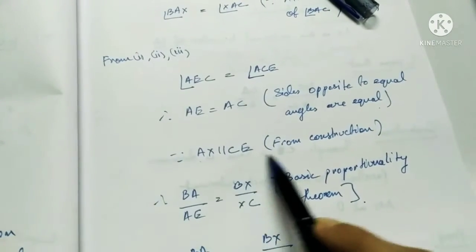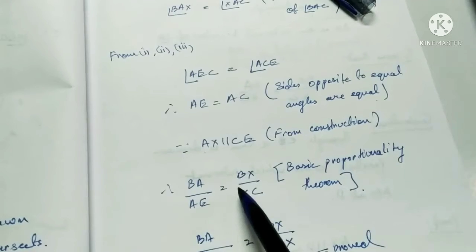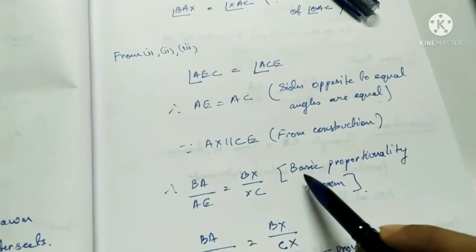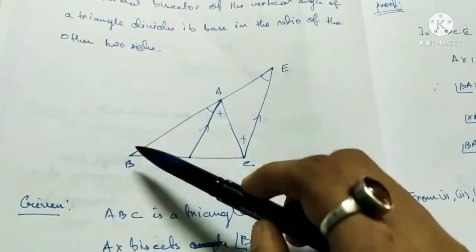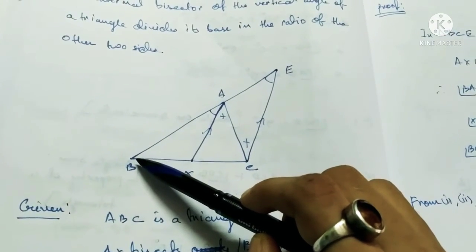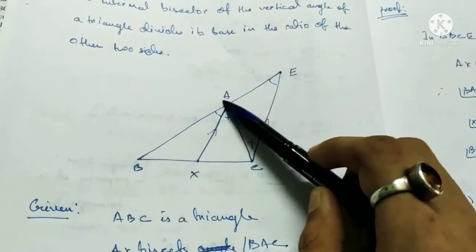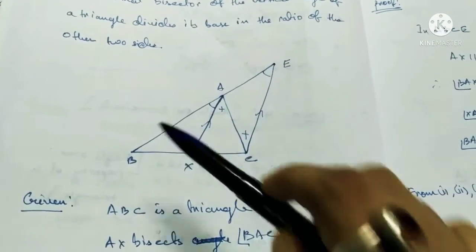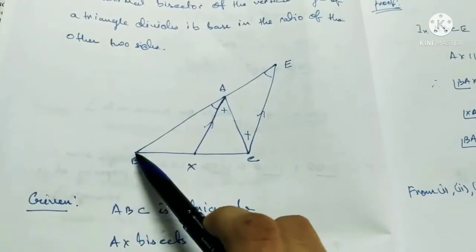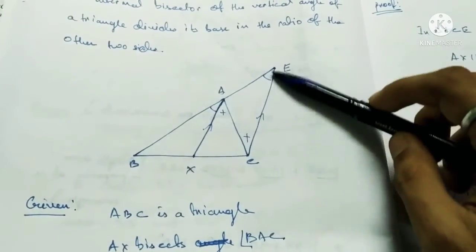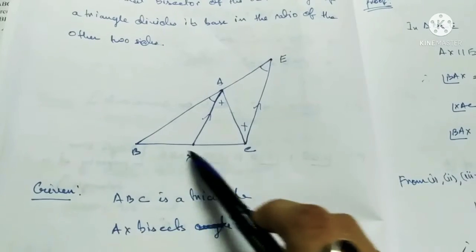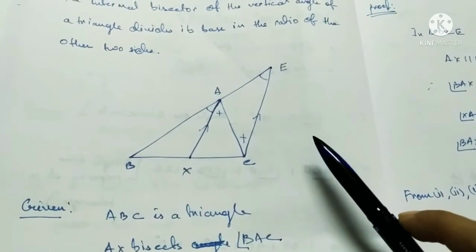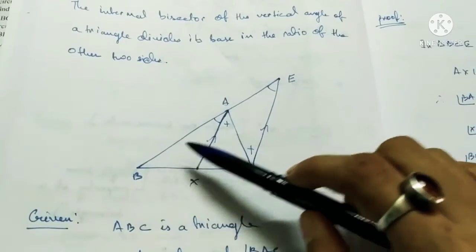Since this is parallel to this from construction, therefore BA by AE will be equal to BX by XC, and this is by basic proportionality theorem. This one you have learned in class 10 general mathematics. Understand? Now you see, this by this equal to this by this I got. This is parallel to this, yes or no? So by basic proportionality theorem, this by this equal to this by this I will get. Finished?